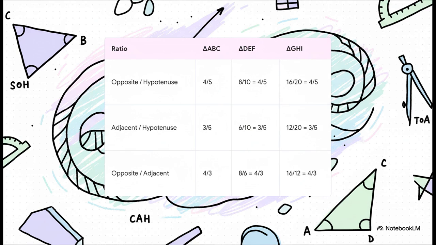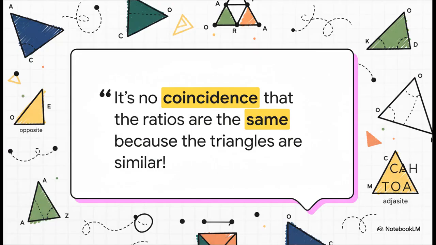Now watch. If we take the opposite side and divide it by the hypotenuse for the first triangle, we get 4/5. Now do it for the second one. 8/10 is 4/5. And the third one, 16/20 is, you guessed it, 4/5. It's the same for every single ratio. And this isn't some crazy coincidence, it's just how geometry works. Because the triangles are similar, their sides are all in proportion.